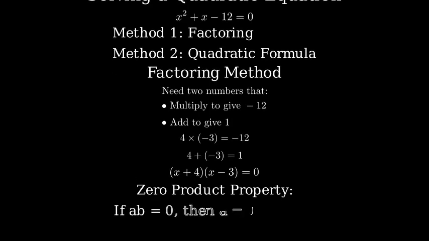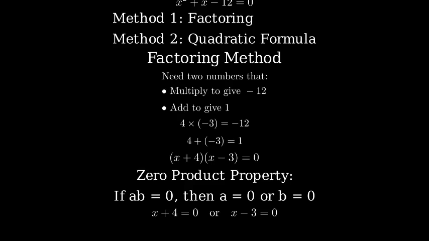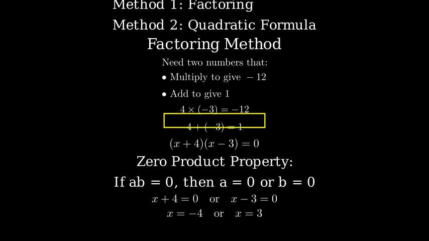Using the zero product property, if the product of factors equals 0, then one of the factors must equal 0. This means that either x + 4 = 0 or x − 3 = 0. Solving these equations, x = −4 or x = 3. These are our solutions. Now, let's verify our answer using the quadratic formula.